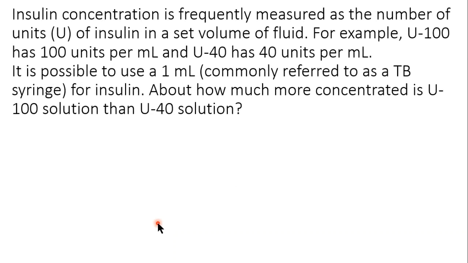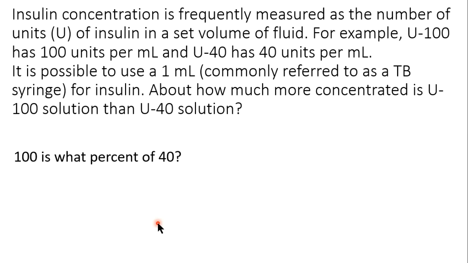Insulin concentration is frequently measured as the number of units of insulin in a set volume of fluid. For example, U100 has 100 units per milliliter and U40 has 40 units per milliliter. It is possible to use a 1 milliliter syringe, commonly referred to as a TB syringe, for insulin. About how much more concentrated is U100 solution than a U40 solution?